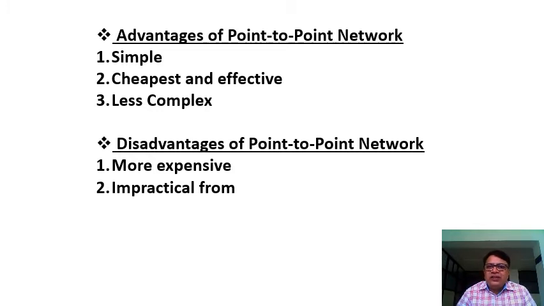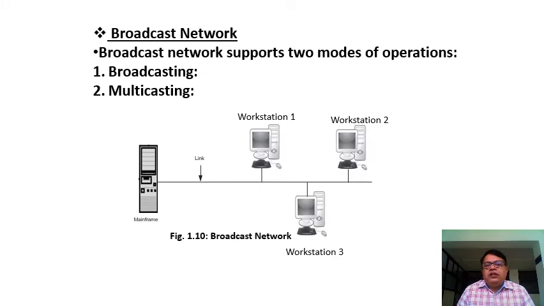So obviously there are certain advantages and disadvantages of the point-to-point network. What you are going to remember is that in a point-to-point network, computers are connected with the help of a dedicated link. That's it. The second type of network is the broadcast network.